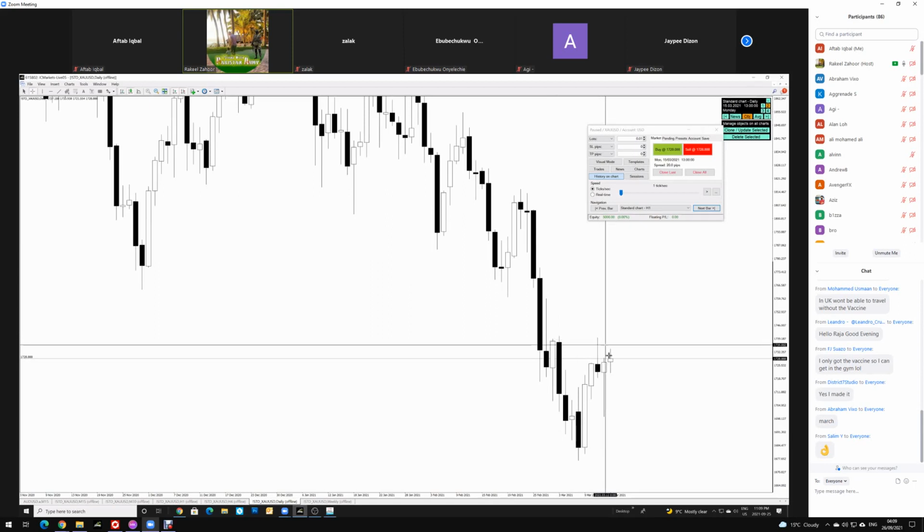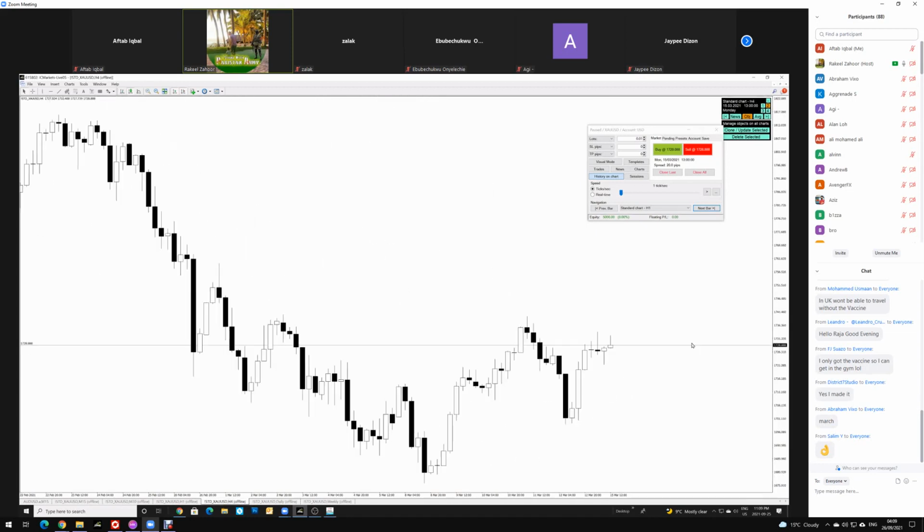Or if we get selling confirmations on the 4 hour or the 1 hour, then maybe there's an opportunity for price to continue moving bearish at this point as well. So let's take a look on the 4 hour time frame. Now, looking at the 4 hour, we have some more information over here.